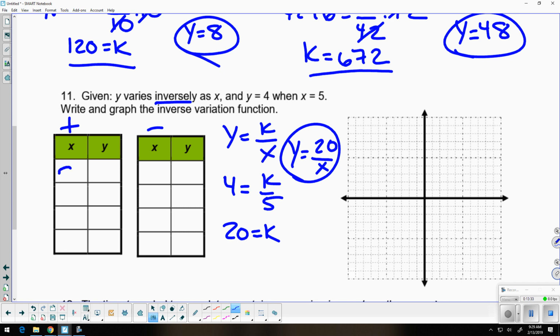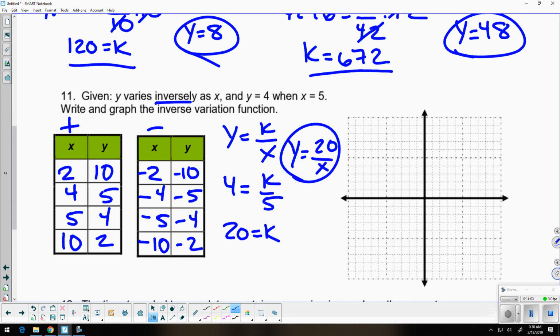I'm going to do 2. I'd probably do 4, 5, and then also 10. Okay, and then doing the same thing with the negatives, just all negative values. -2, -4, -5, -10. So I'm just trying to choose easy numbers to actually work out and do the math with. So when you plug in 2 for x, you're doing 20 divided by 2, you should get 10 for the y. Then you should get 5, and then 4, and then 2. And then same thing with the negatives, just obviously negative. So -10, -5, -4, -2.